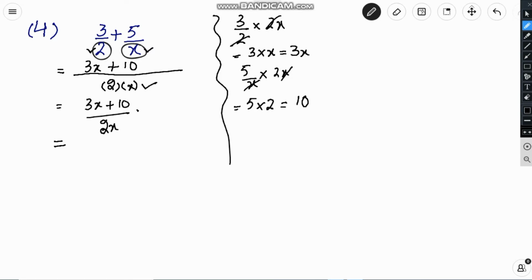Now just look at it. Can you make it simpler? As you can see, these two terms have no common factor. So your answer is 3x plus 10 over 2x. In this way, you can find the sum of two or more fractions having different denominators. Let's move towards one more example of adding rational expressions having different denominators.